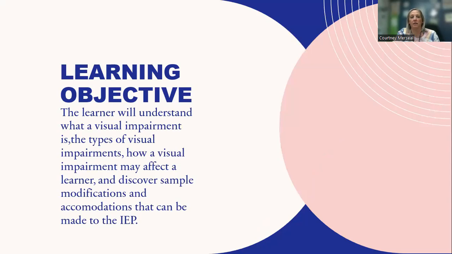So today's objective is the learner will understand what a visual impairment is, types of visual impairments, how a visual impairment may affect a learner at school, and discover some sample modifications and accommodations that could be included in the student's IEP.